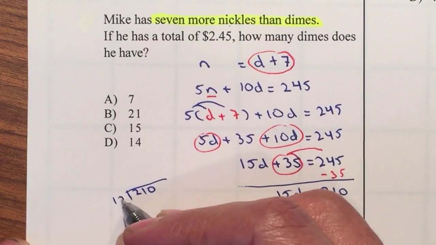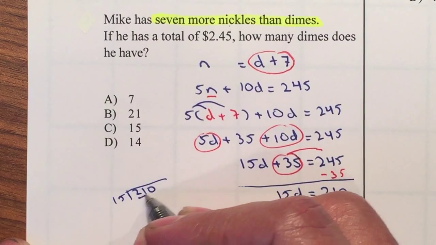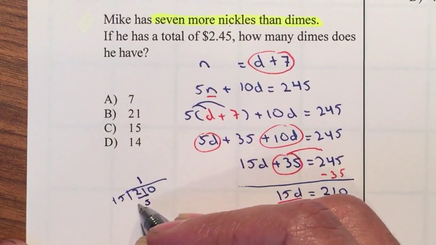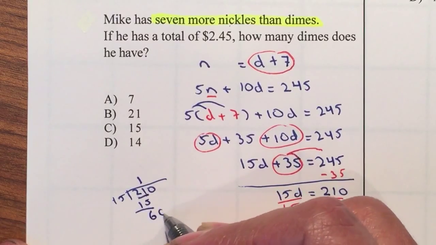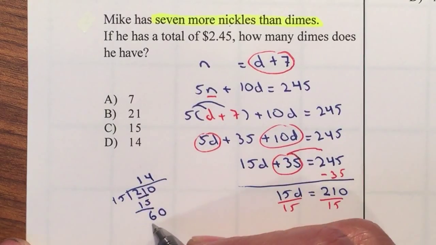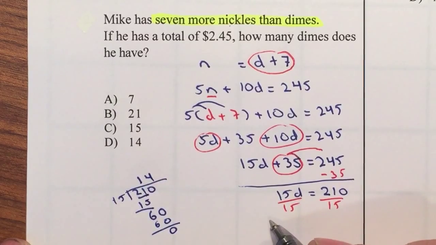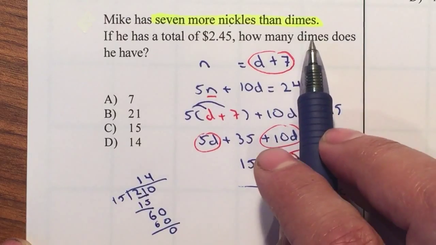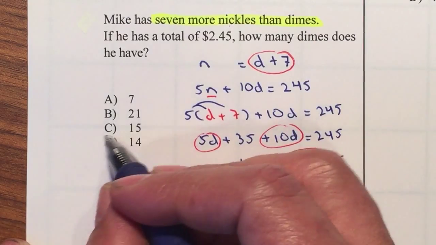210 divided by 15. 15 goes into 21 1 times. 1 times 5 is 5. 1 times 1 is 1. Subtract gives me 6. 15 goes into 60 4 times. And that gives me 60. So therefore, d will be equal to 14. You have 14 dimes. And that is what they're asking. So therefore, you answer letter D.